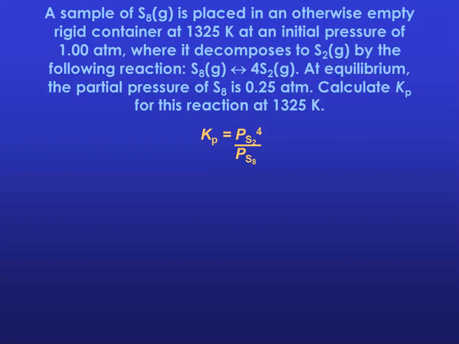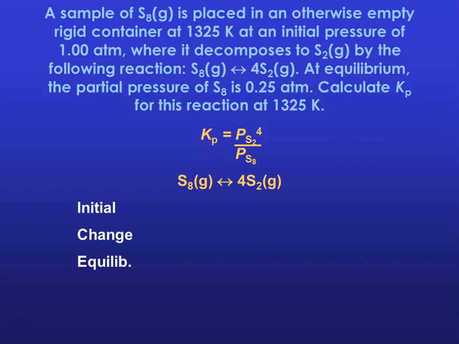So if we take that reaction and we write our K expression using partial pressures, because that's what we were asked to calculate, Kp, S2 would be raised to the fourth over S8, again based on the stoichiometry. So now we're going to get into that ICE chart that I talked to you about briefly before. The ICE chart stands for initial, change, and equilibrium.